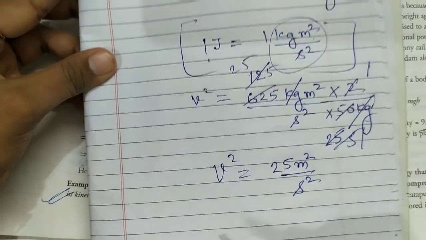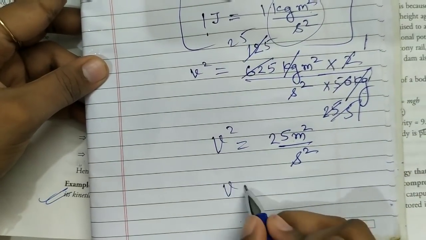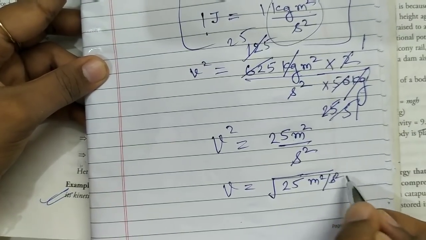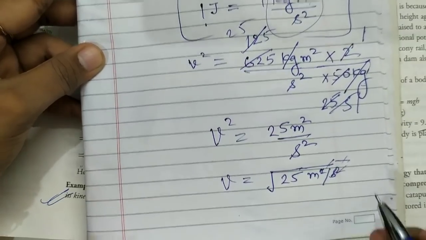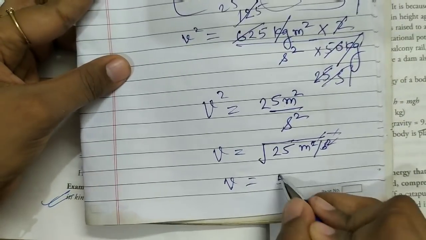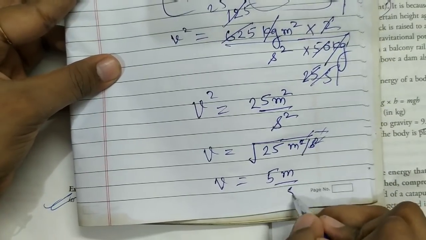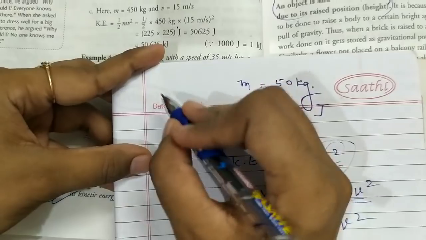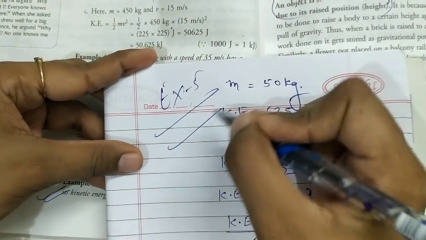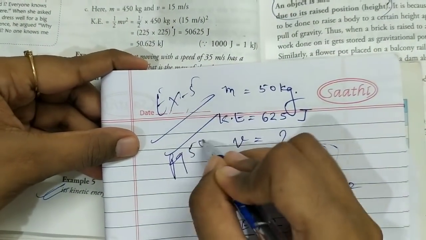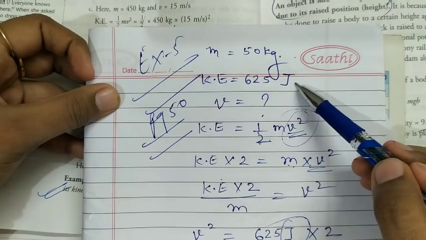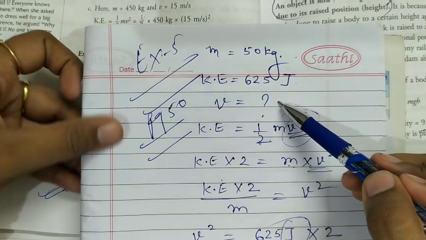The kg got cancelled. Now the square will go to the other side as a square root: under root 25 meter square per second square. Now the square and under root will cancel, and v is equals to 5 meter per second. So this is your velocity. So you can see, children, this is example number 5, page 50. The mass of the body was given as 50 kg, kinetic energy was given 625 joule, and velocity you need to find.